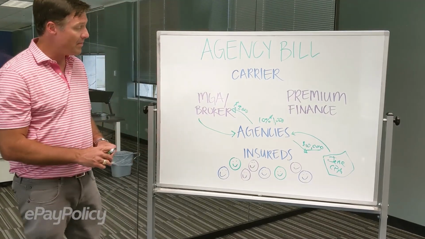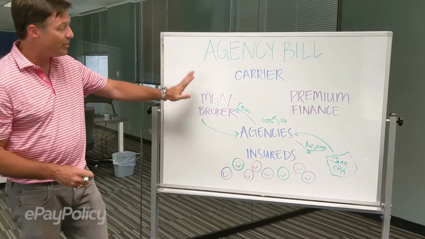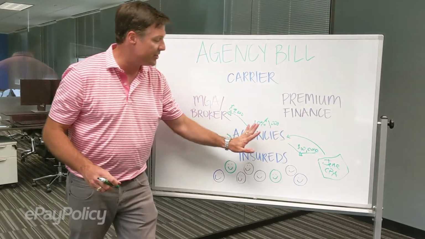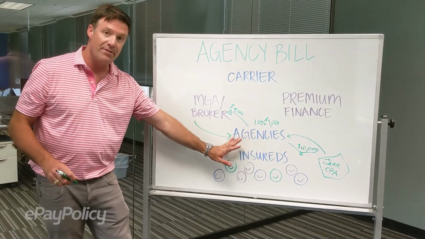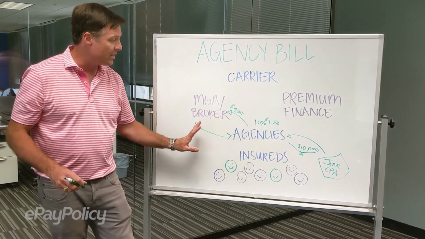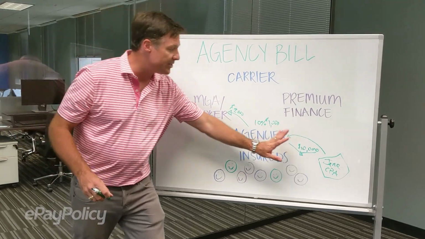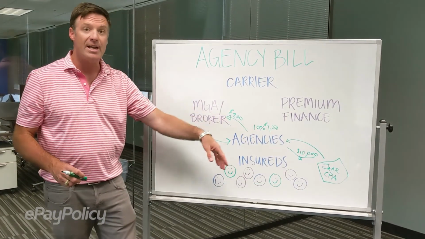So anyway, this is a case of agency bill where the insured made a payment to the agency, collecting the funds, and everything is paid for and good to go. She gets her policy issued, and now she has coverage.